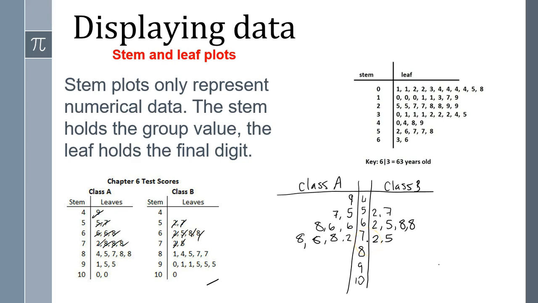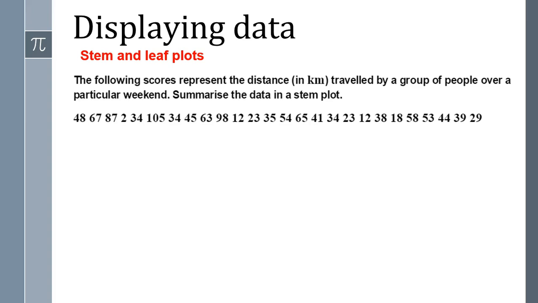Okay, so you can represent data on individual stem and leaf plots, or you can represent them on back-to-back stem and leaf plots. So I've got a couple of examples here. I'm not going to do them. I will get you started, but I would like you to do these ones. So these scores represent the distance in kilometres travelled by a group of people over a particular weekend. So it's kind of similar to the distribution table. I'm going to look for the lowest one, which I reckon is there, 2. And I'm also going to look for the highest one, which looks to be 105.